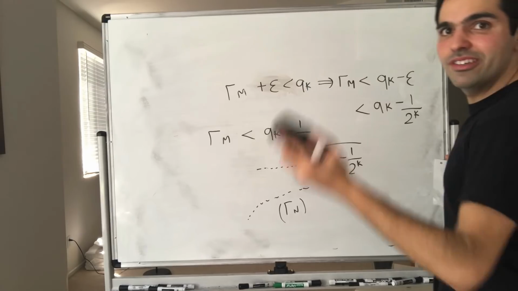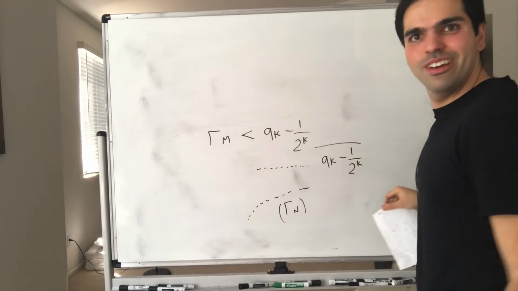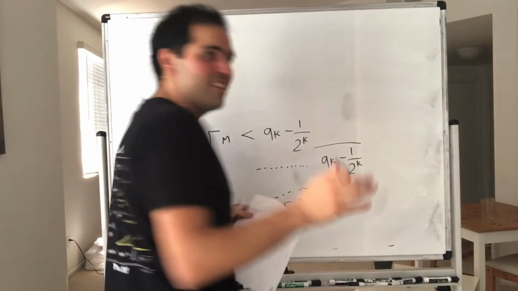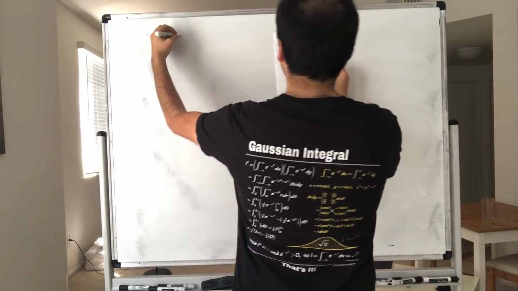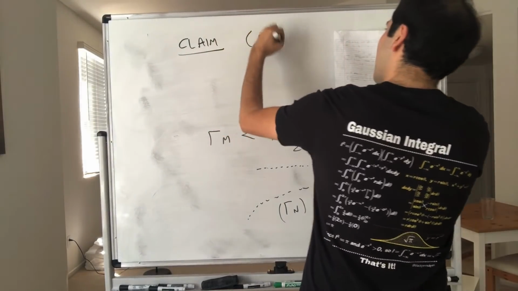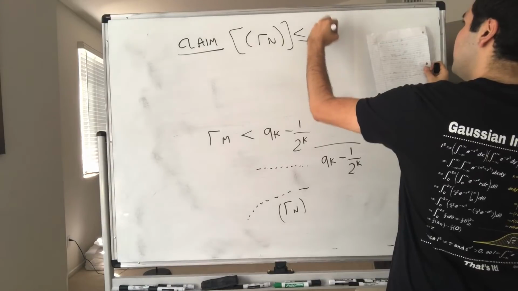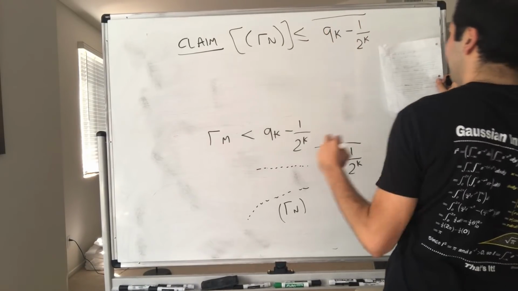It may be obvious to you or not, but let's still prove it, because we're at least 40 minutes in, so why not? Shout out to everyone who's still watching. This is amazing. So we're almost done. So claim: I'm claiming that the sequence Rn is less than or equal to the sequence Qk minus 1 over 2 to the k. And why?